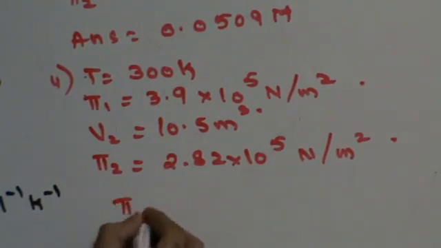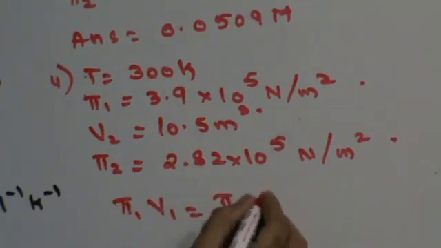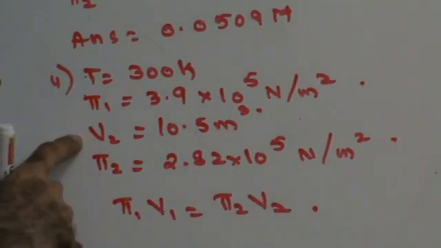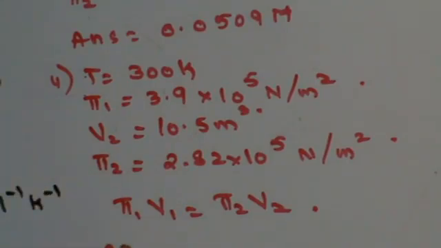Straightforward, pi 1 V1 is equal to pi 2 V2. You have pi 1, pi 2, V2. V1 is the only unknown. You should be able to get this answer. The answer for this sum should be 7.59 meter cube. Next, take on next one please.